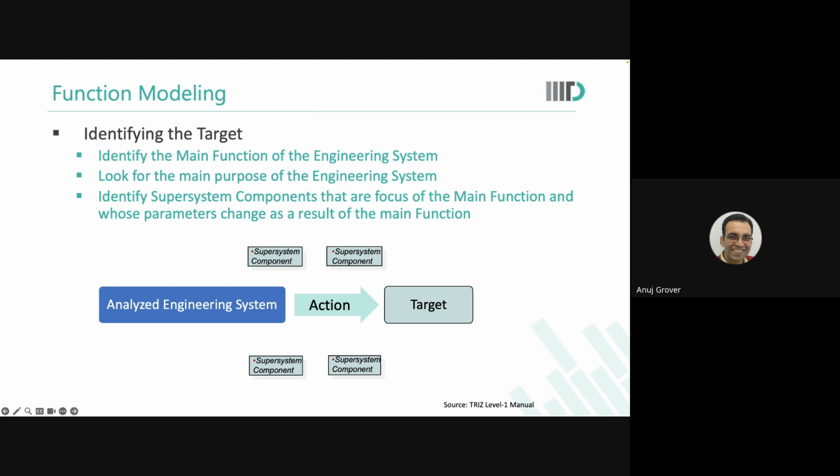So the target will depend on the type of object we are looking at. Like if we take the example of a bottle, we cannot just take each system as a bottle. We have to define whether it is a thermoflask bottle or a non-thermal bottle. If it is a thermoflask, then we will say it maintains the temperature. If it is non-thermal, then we will say that it holds the liquid.